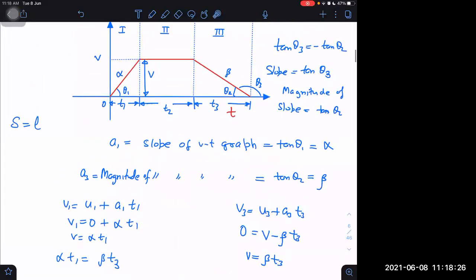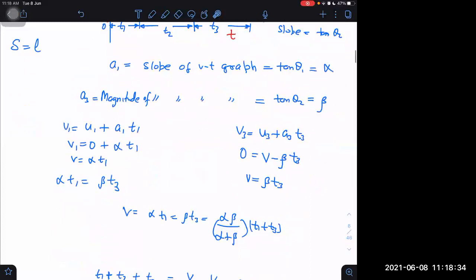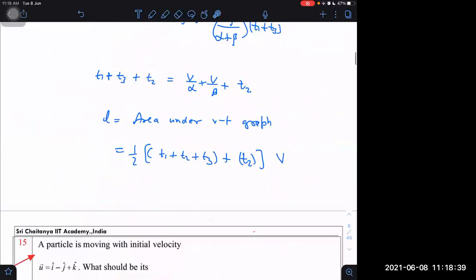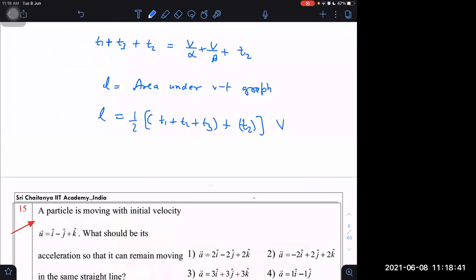This is one side length. Half of the sum of parallel sides into the distance between the sides, that is V. This is L. Now in this entire question, I think T2 is the only unknown, which we can get easily. Remaining all things are known to us. T1 plus T3 also known. Half of V by alpha plus V by beta plus 2 into T2, whole into V, is equal to L.